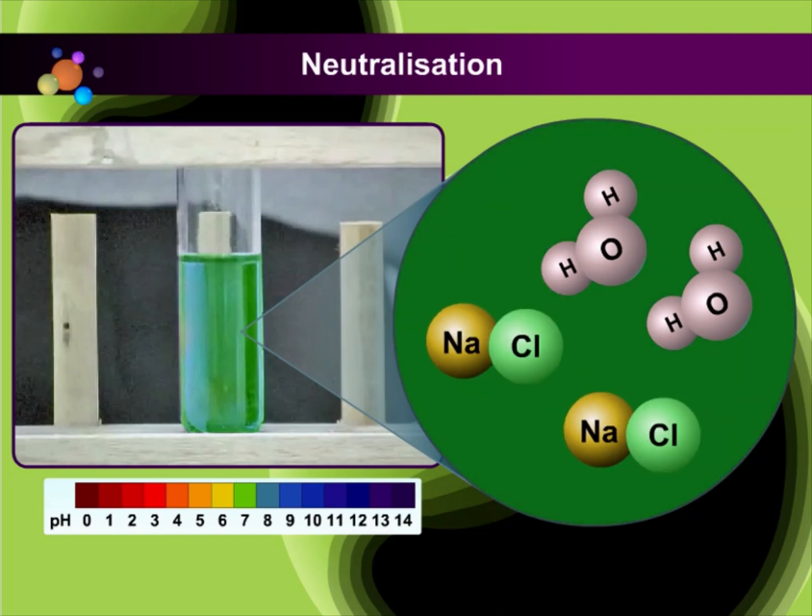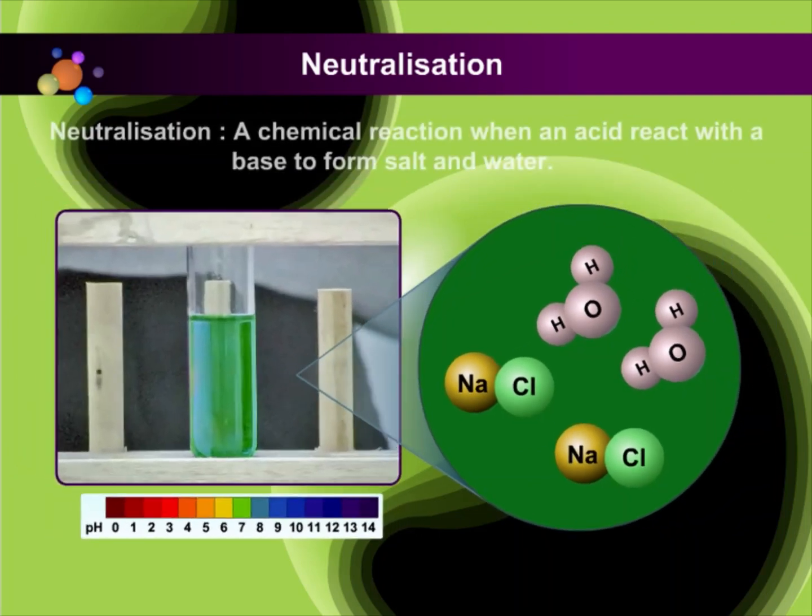As a result, there are no more hydrogen ions or hydroxide ions in the solution except water molecules and salt, a new ionic compound, which is neutral. That is the reason why the universal indicator does not detect the hydrogen ion or hydroxide ion in the solution. Such a reaction where an acid reacts with a base to form water and salt is called neutralization.